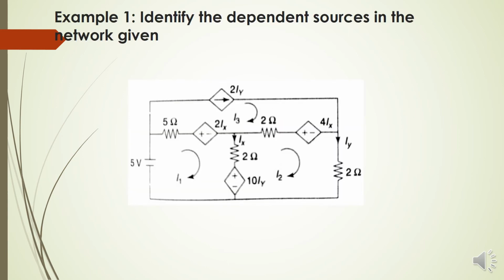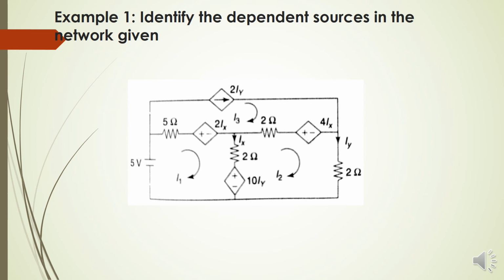First, identify the dependent sources in the given network. Dependent sources are basically represented in the shape of a diamond. First of all, you have to identify the diamond shapes and notice the value of each diamond. If an arrow is shown in the diamond, it is a current source, and depending on the value we can decide whether it is current controlled or voltage controlled.